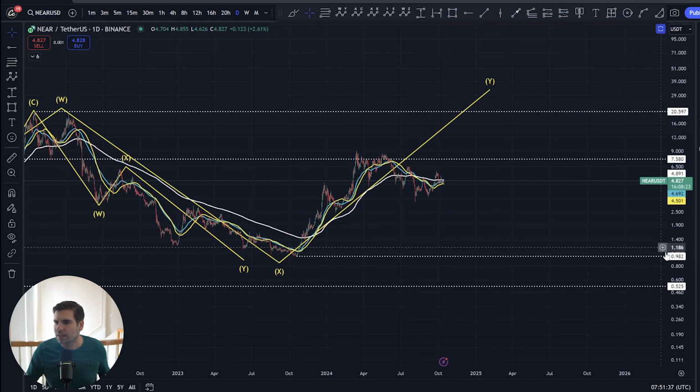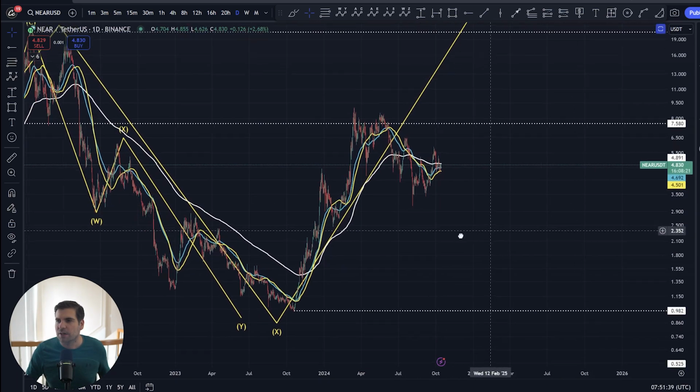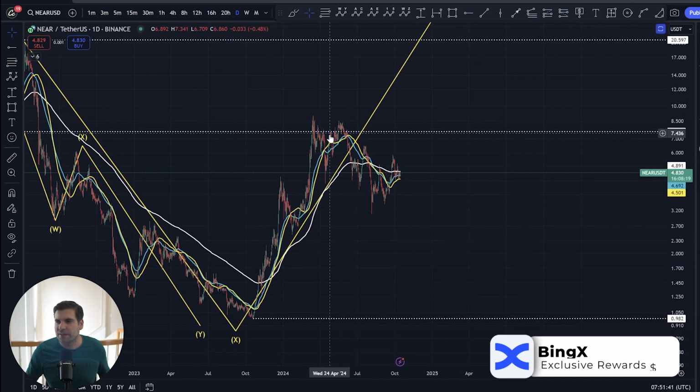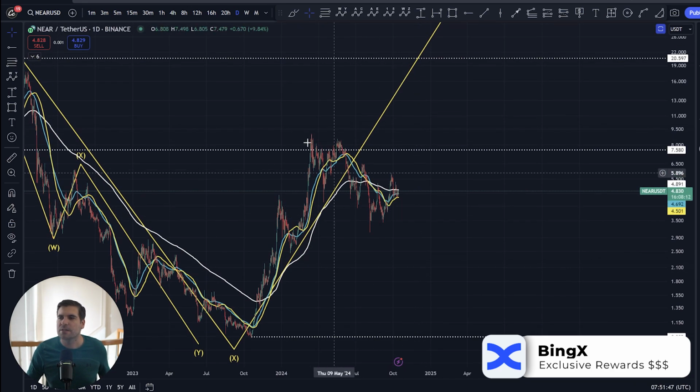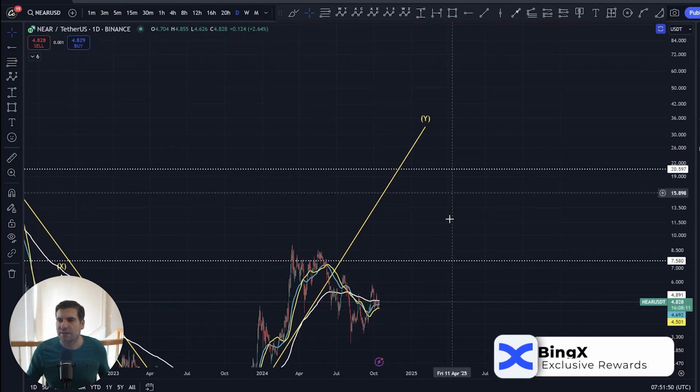Now, taking a look at everything that's going on at the moment, we can see here a nice breakdown. This breakdown to me looks like we should be expecting a little bit more volatility, but we're getting close to finishing things off. And then from here, we are going to be seeing another run to the upside.